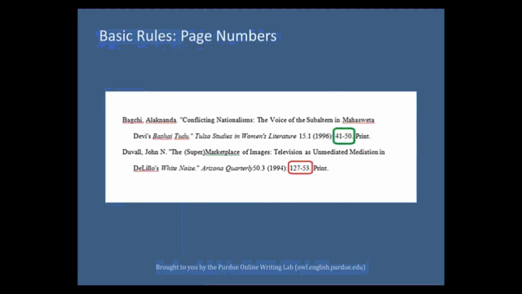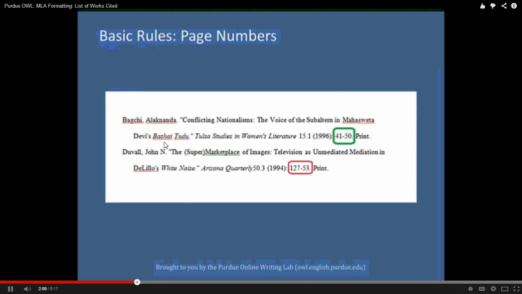When needed, list the page numbers of sources as concisely as possible. If you refer to a journal article that appeared on pages 225 through 250, list the page numbers on your works cited page as 225 to 50. If you refer to a journal article that appeared on pages 174 through 212, list the page numbers on your works cited page as 174 to 212.